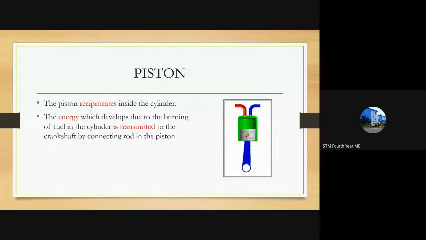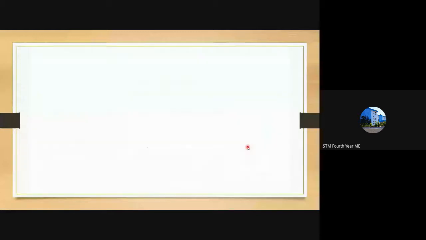And this is called a connecting rod. This blue part is called a connecting rod. One end of the connecting rod is connected to the piston, while the other end is connected to the crankshaft. And due to this motion of the connecting rod, a rotational motion is obtained inside the crankshaft. Now we can see a small clip.